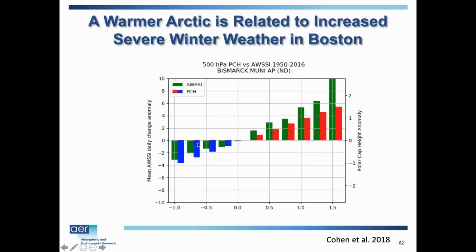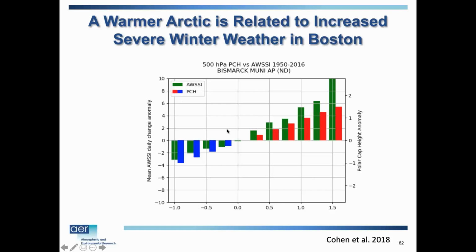When the Arctic is cold, Bismarck tends to be warmer in the winter, and when the Arctic is warm, Bismarck tends to be colder. And you can see the severe winter weather really spikes here because it's off the chart when the Arctic is warmest. And yeah, I wrote Boston, but that was Bismarck. That's not Boston. That's Bismarck.